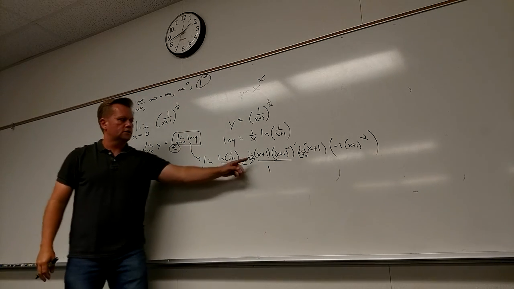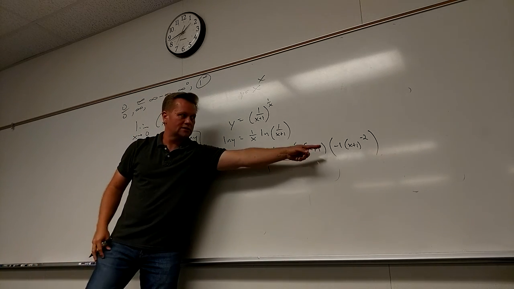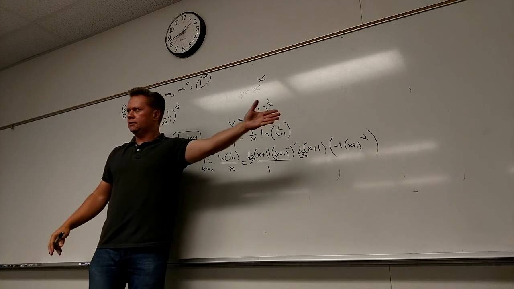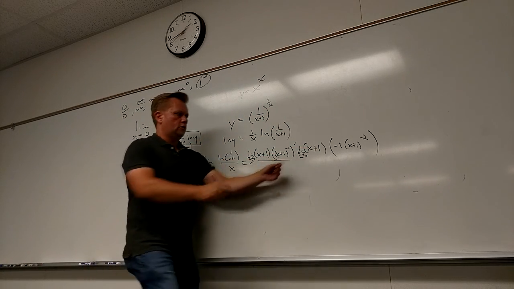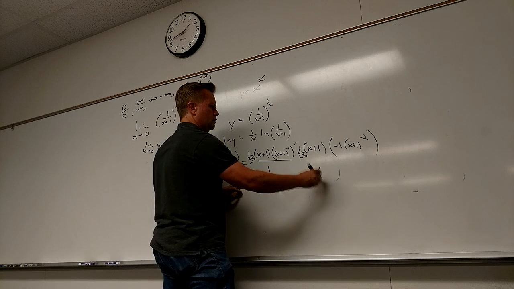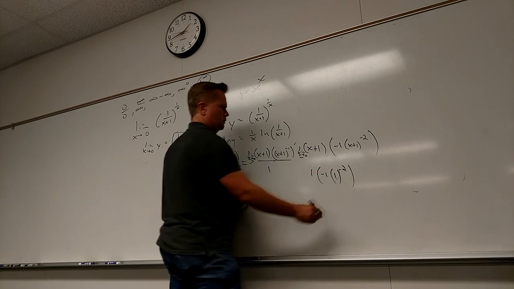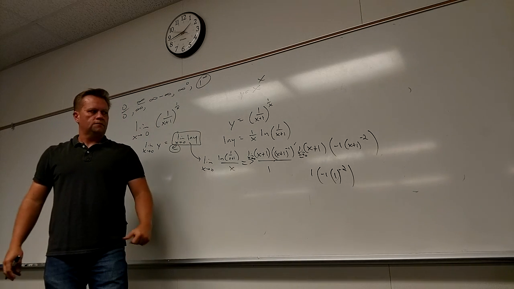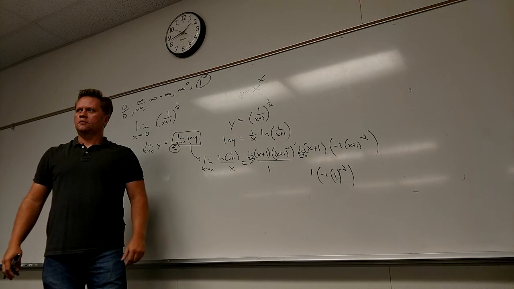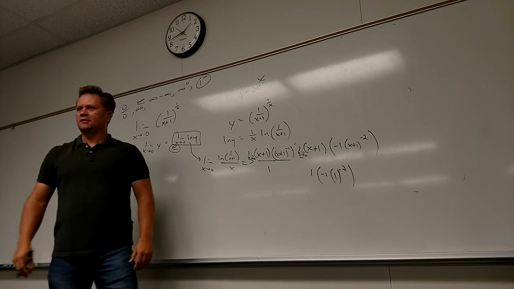This is the limit as x goes to 0 of this. Can I plug a 0 in and get something now? Let's try it. Plug in 0 and I get 1 times negative 1 times 1 to the negative 2, which is negative 1.